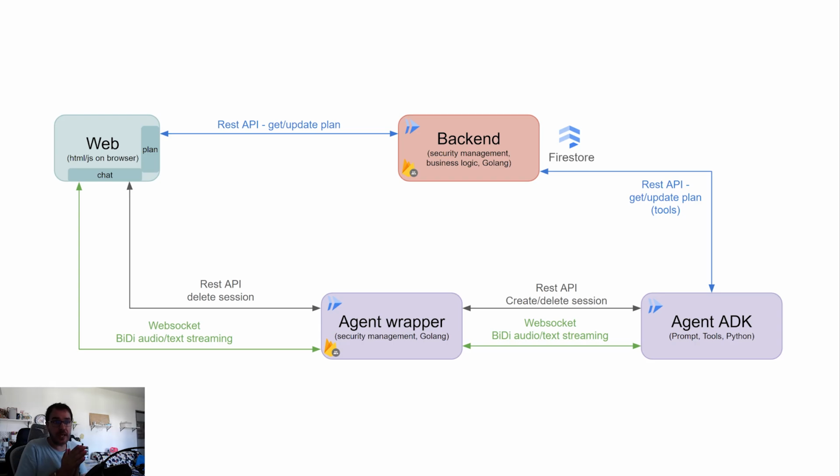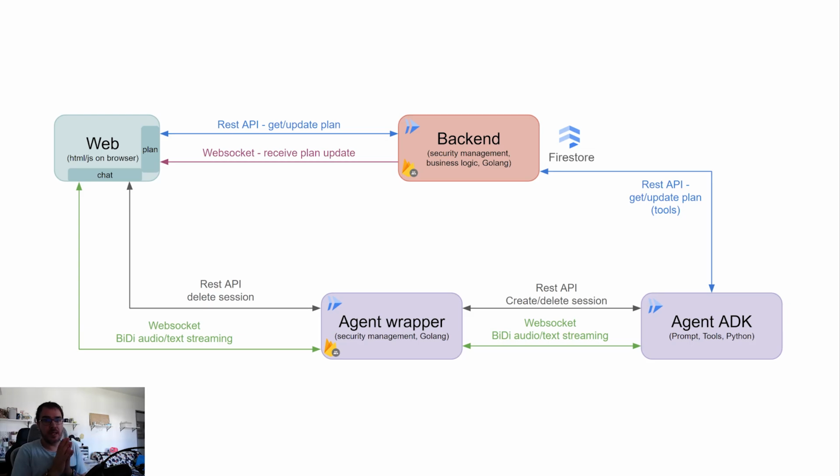That's why I chose to add a real-time synchronization between the backend and the web application. Like this, I created a WebSocket to receive plan updates when an update has been made on the backend. It could be by the agent, or by an API request coming from elsewhere.